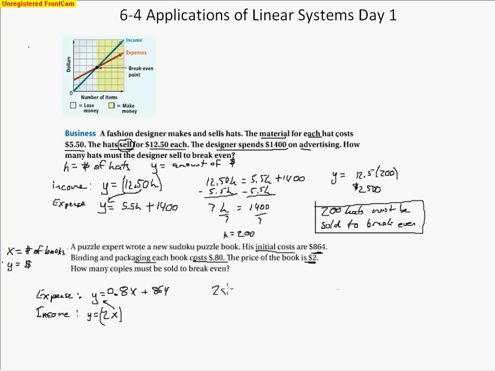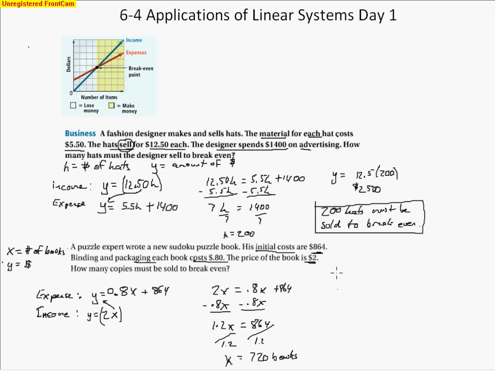So 2x equals 0.8x plus 864. And so I'll subtract that 0.8x from both sides. And so that leaves me with 1.2x equals 864. So I'll divide by 1.2. And that leaves me with x equals 720 books. And so that's what our value is. In order to break even at this point, in which our expenses and income will be the same, we're going to end up having to sell 720 books.